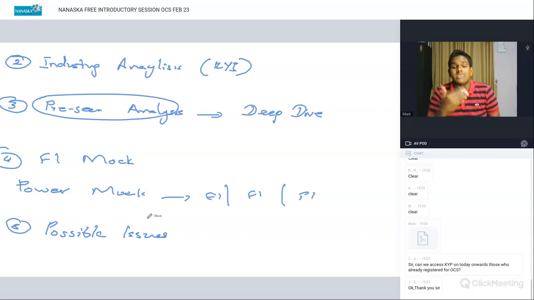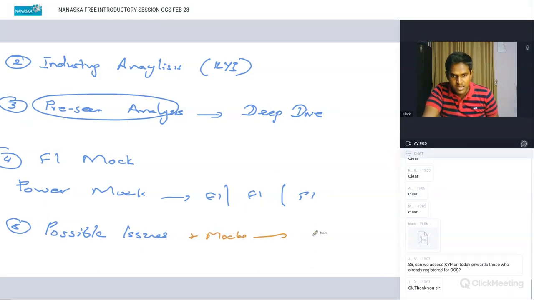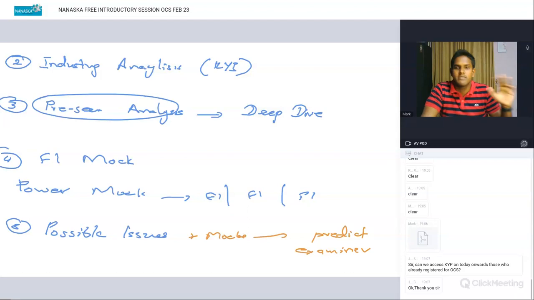Now, this is what we think the examiner will ask from you at the exam. What the examiner will ask you at the exam is covered in two areas: one in your mocks, number two in your possible issues. So remember what the objective of mocks and possible issues is: to predict the examiner. Don't worry, so far we have been very successful in getting about 90 to 95% of what the examiner is asking discussed in class. How is that done? By the mock papers and the possible issues.